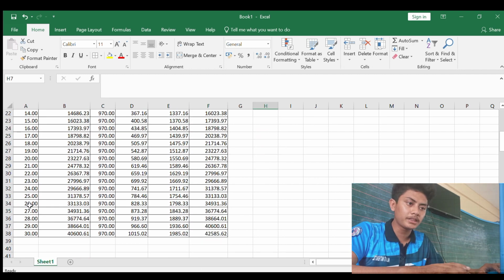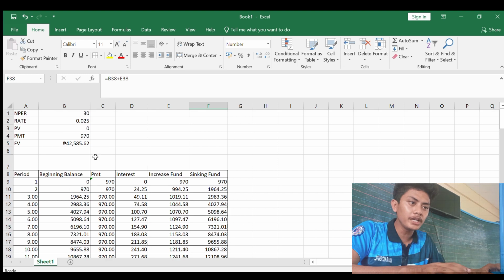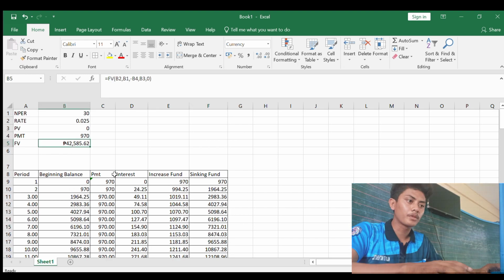So in that 30th period, our future value here in the sinking fund schedule is 42,585.62. Then our solution here at the top, before we created the sinking fund schedule, is the same, 42,585.62. So that's all. That's how to create a sinking fund schedule.